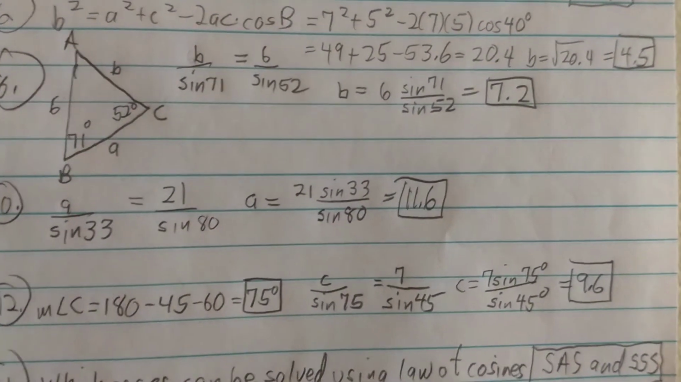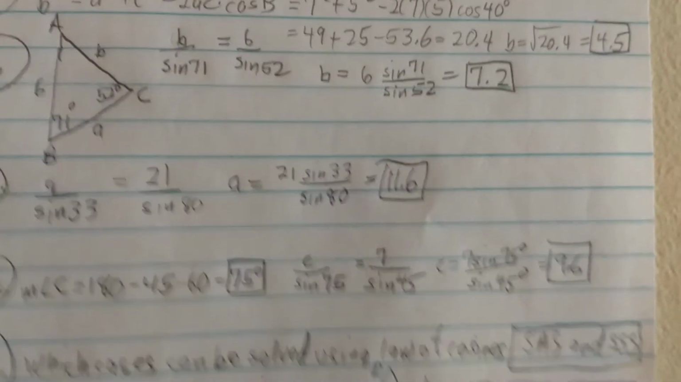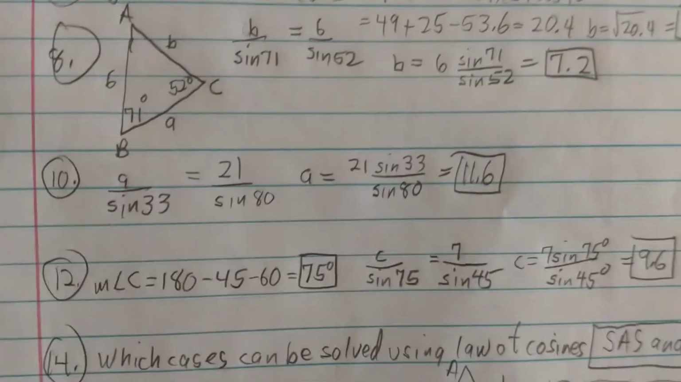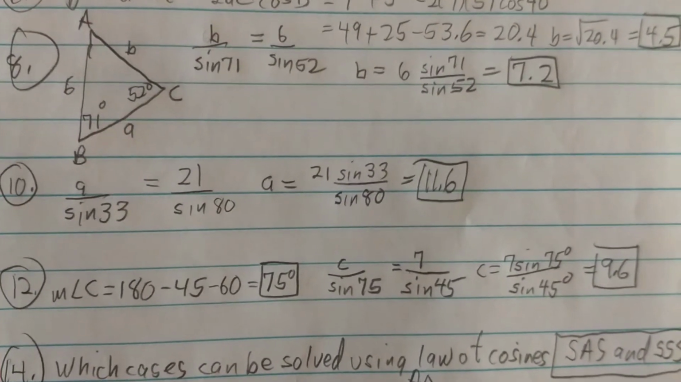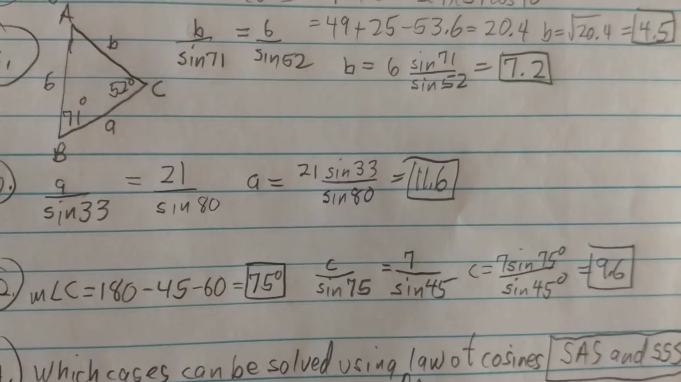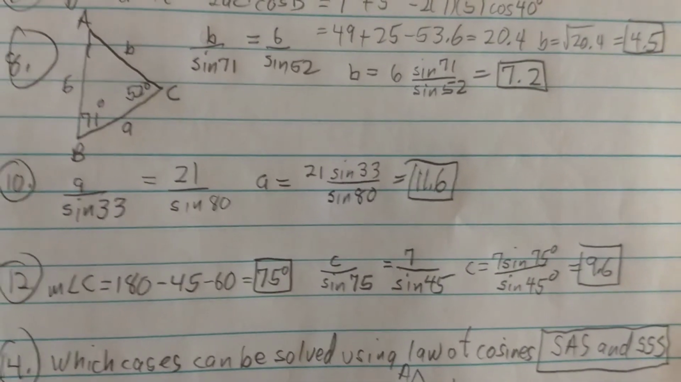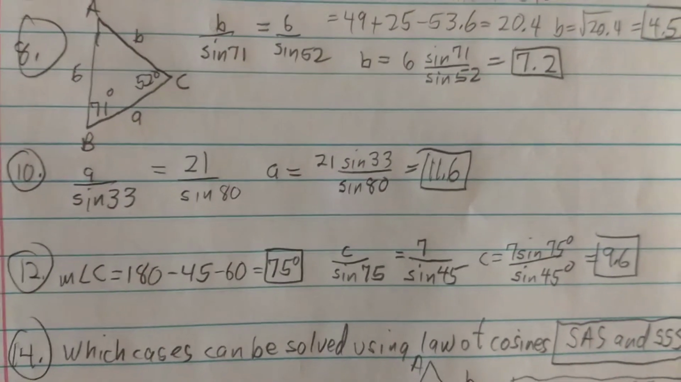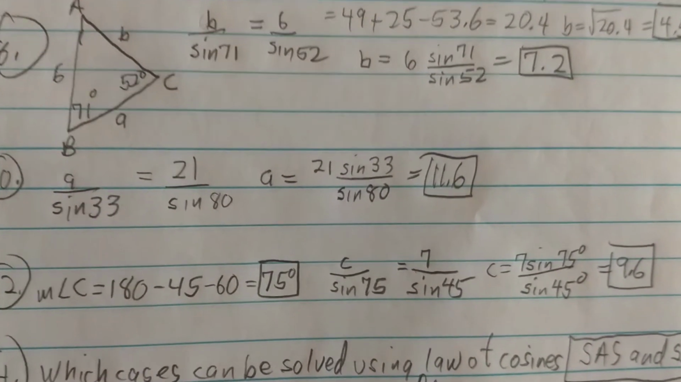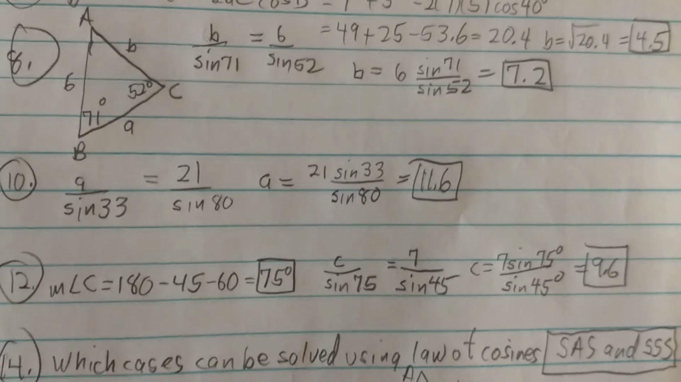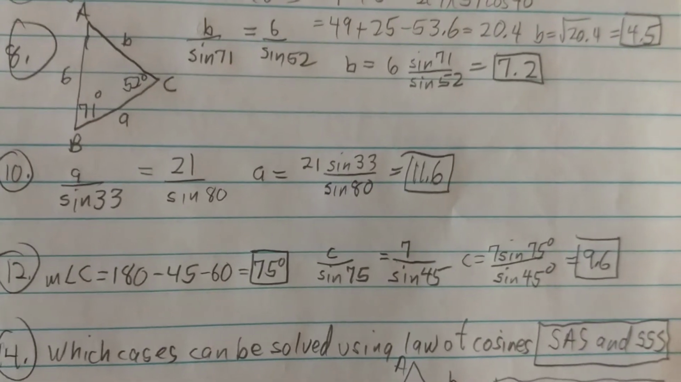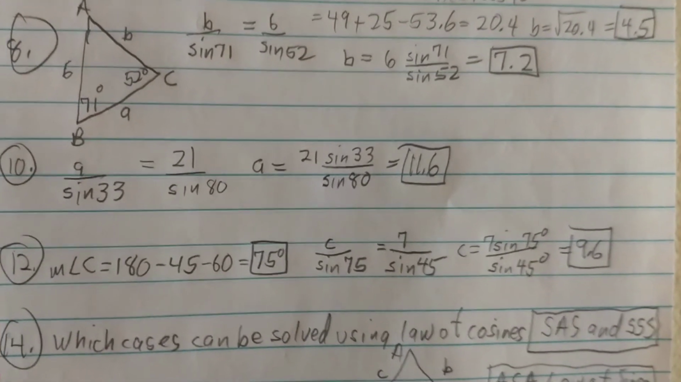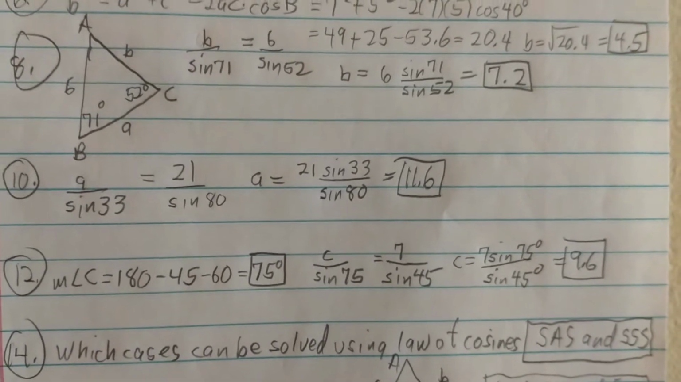Now I can get b using law of sines on 8 because I have 2 angles and a side, so that would be AAS on 8. I have a 6 side for C and a 9 for A and an angle of 71 for B. So that would be 2 angles.